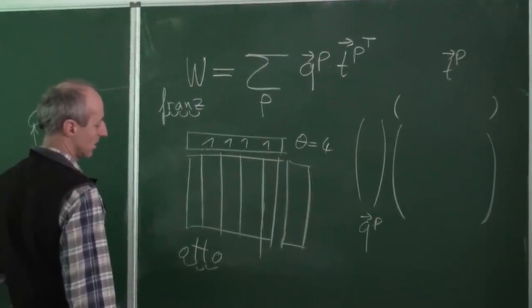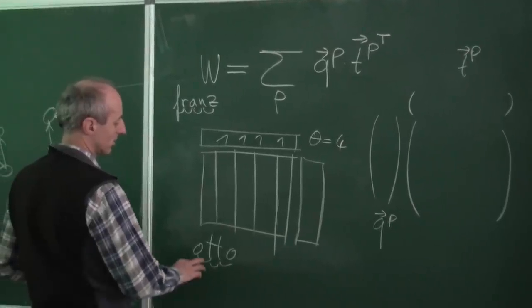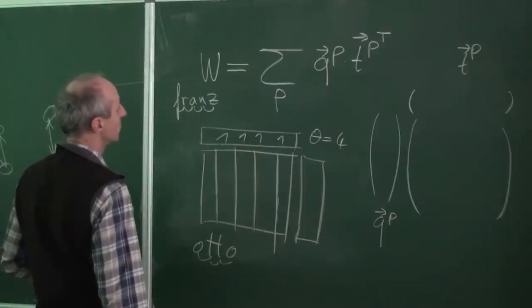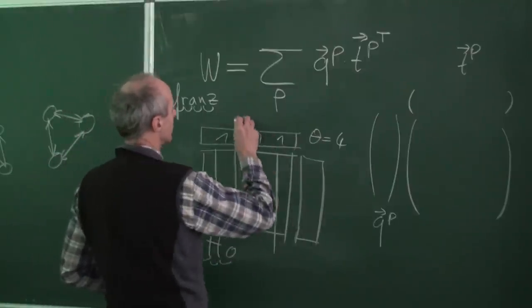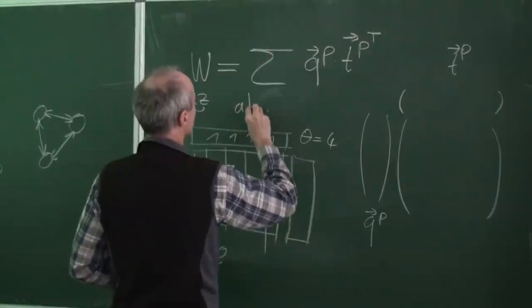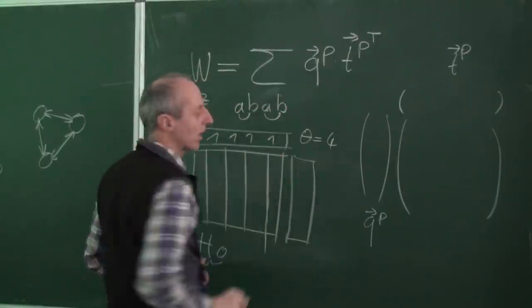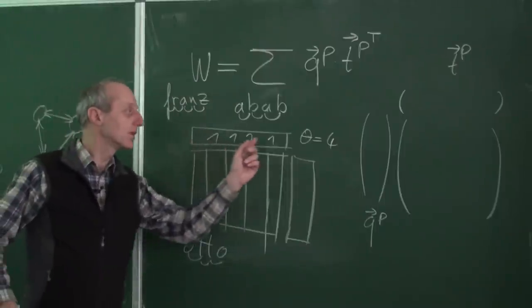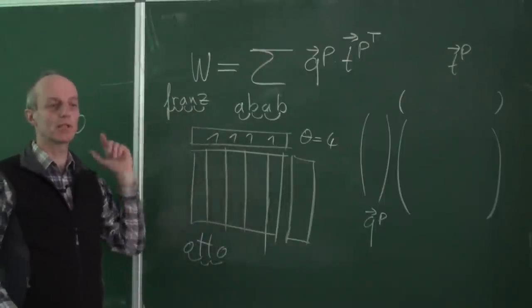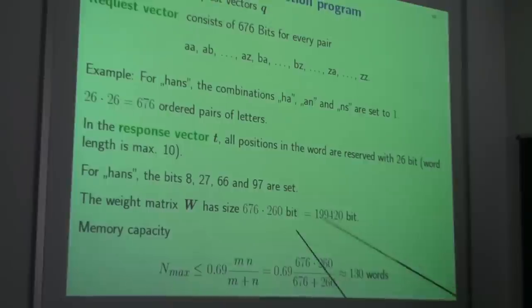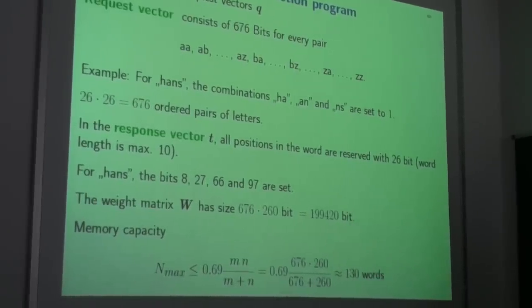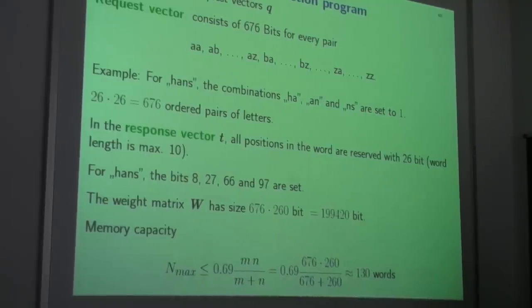If the word would be, for example, ABAB, then we have this pair twice and this pair, so we only have 2 pairs. So the number of inputs is at most the length of the word minus 1. Our matrix has a size of 676 times 260, which is almost 200,000 bits, which is quite large.